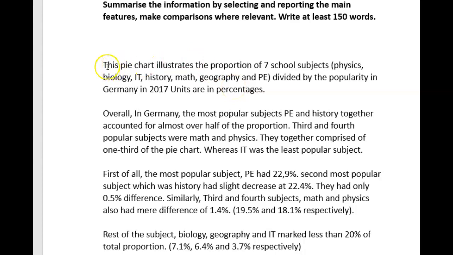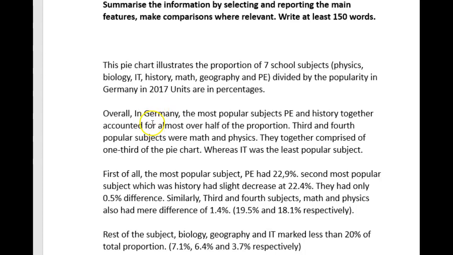Okay, let's try this again. This pie chart illustrates the proportion of 7 school subjects by popularity in Germany in 2017. Full stop, you're done. I know that doesn't help you because you just said, Ellen, you told me that I have to extend my words. Don't worry, we'll talk about how to do that.